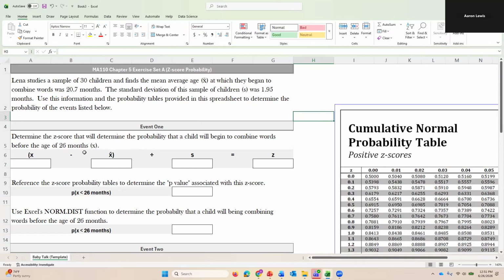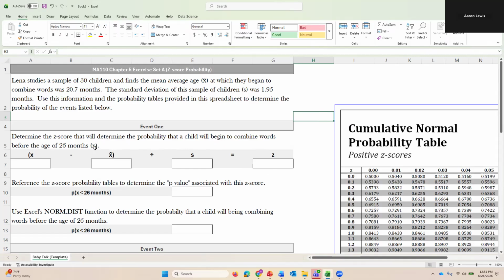So the formula we're going to use for that is x minus x bar, or the point we're looking for minus the average of the sample, divided by the sample standard deviation. That's going to give us how many standard deviations away from average that data point lies, or if you will, the z-score. So let's start with the first one.